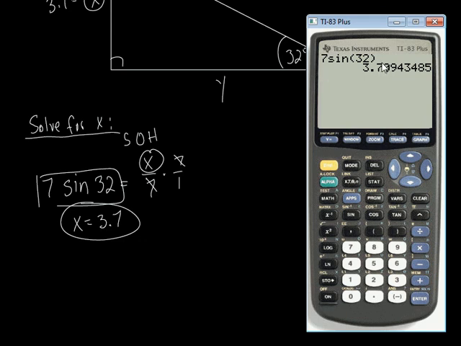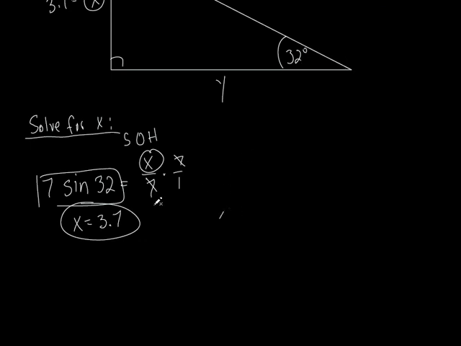You don't hit 7 and then hit sine. Let me see what calculator you're using. No, look, you're taking the sine of 32. If you're using a regular scientific calculator, you don't hit 7 and then sine.